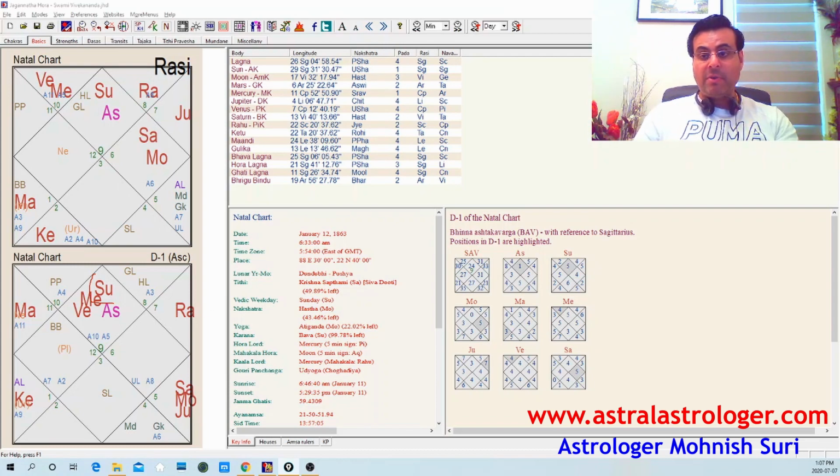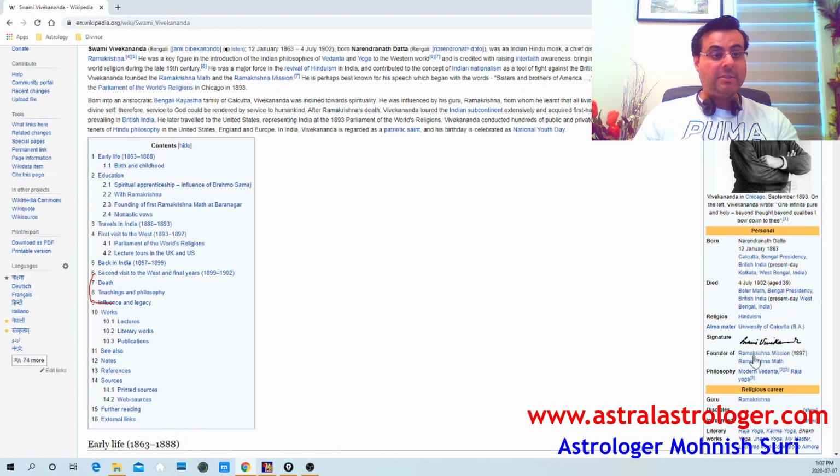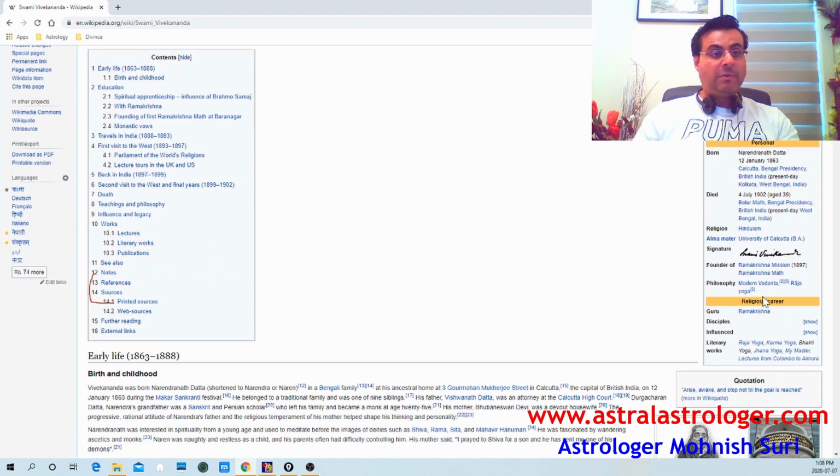Read about Swami Vivekananda Ji's life. Read about his teachings. That will transform your life forever. This is Swami Vivekananda Ji, and he started the Ramakrishna Mission in 1897. He was the founder of Vedanta, yoga, Raj Yoga, and many spiritual pursuits.